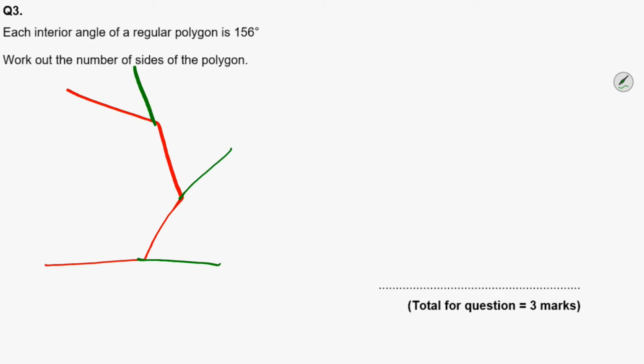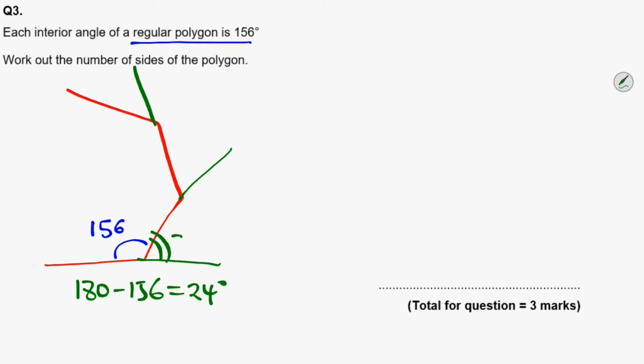now remember we are told in this question that each of the interior angles of this regular polygon is 156, which means that each exterior angle will be equal to 180 minus 156, which is equal to 24 degrees. So each exterior angle will be equal to 24 degrees.